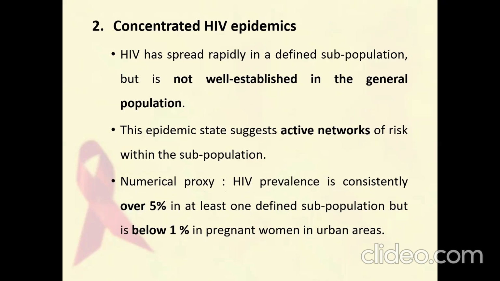The next is concentrated HIV epidemics. HIV has spread rapidly in a defined subpopulation but is not well established in the general population. This epidemic state suggests active networks of risk within the subpopulation. Here prevalence is consistently over 5% in at least one defined subpopulation, but is below 1% in pregnant women in urban areas. So it is called concentrated HIV epidemics. Its prevalence is more than 5% in a defined subpopulation.